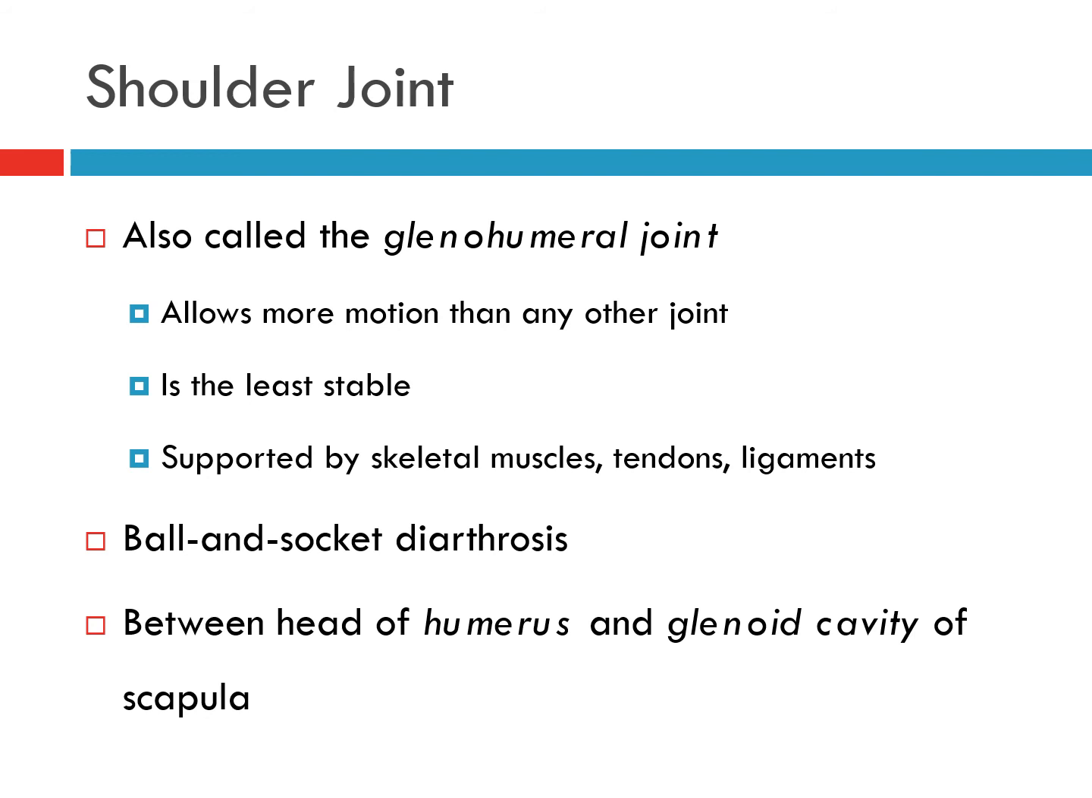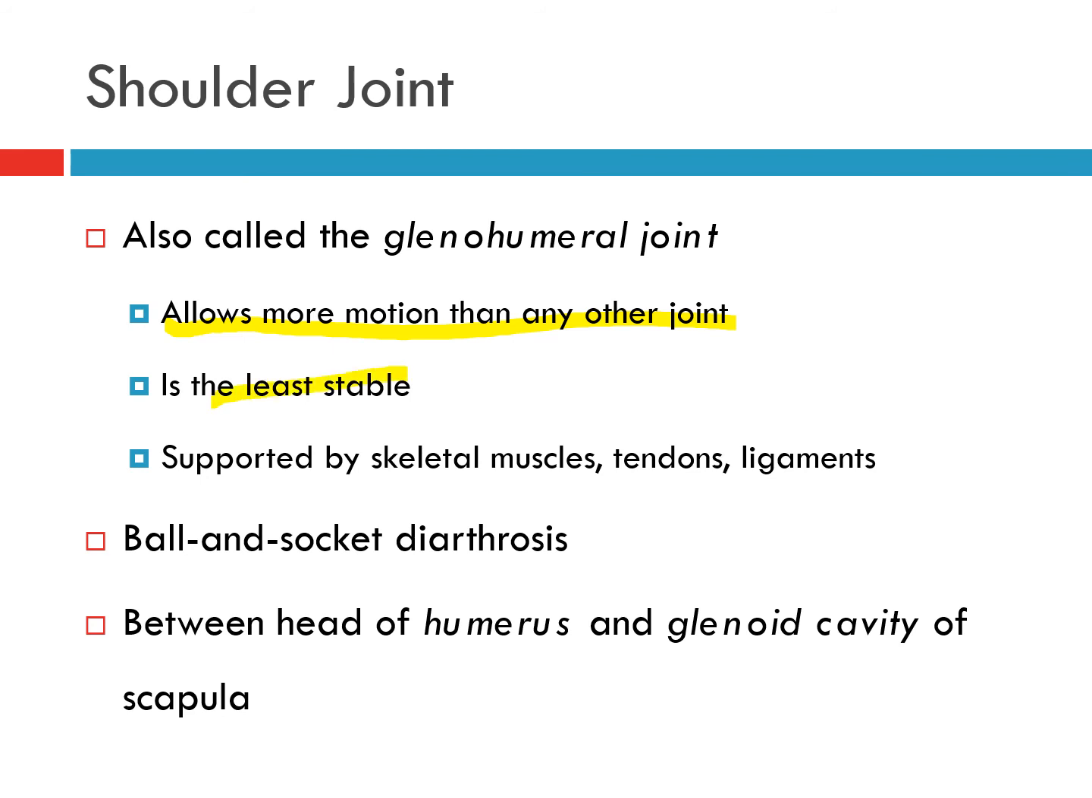All right, so we're going to dive now into each of the specific larger joints in the body. The shoulder joint is also called the glenohumeral joint. It's where the humerus comes in and articulates with the glenoid fossa of the clavicle. It allows more motion than any other joint, so it is the most mobile joint in the body, and that seems like a good fact to commit to memory. Being the most mobile, it is also the least stable.